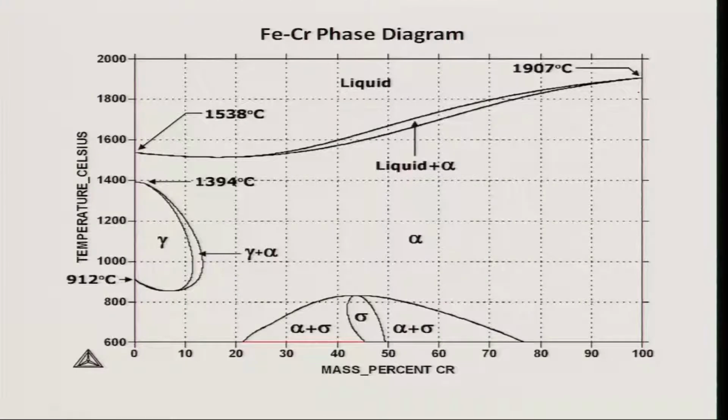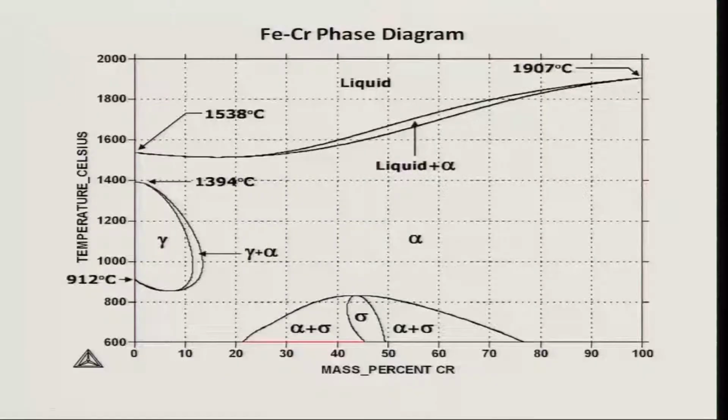Another important feature is that in the iron nickel system we have seen gamma getting stabilized, but here alpha is getting stabilized, with gamma forming a small loop. That is because chromium has a BCC structure. That is the very salient feature.